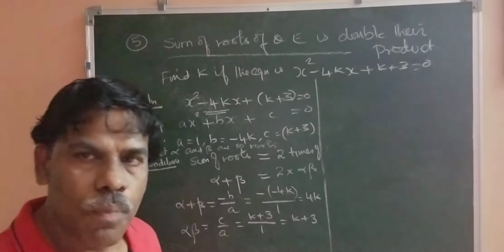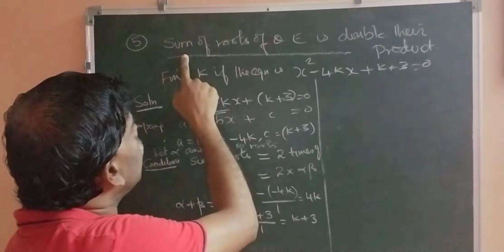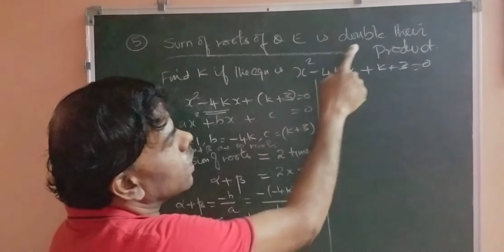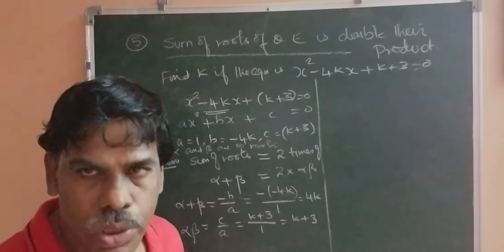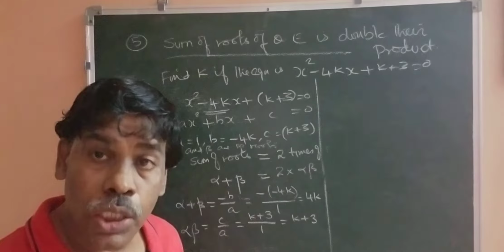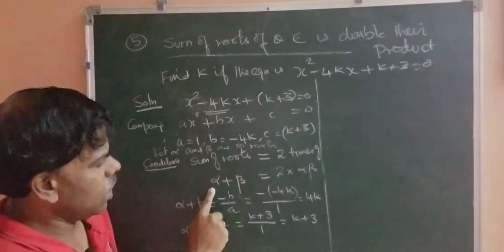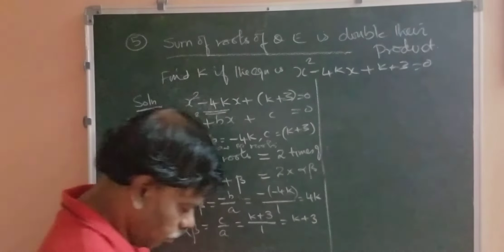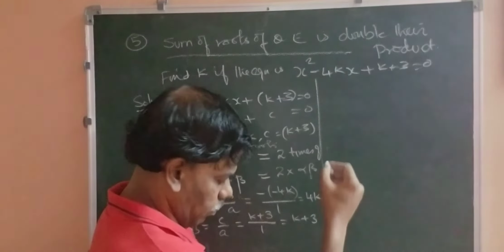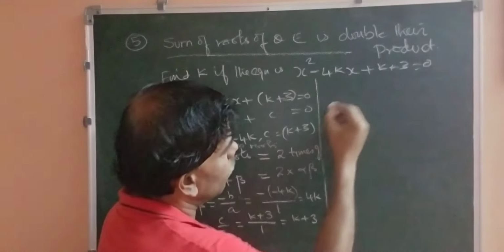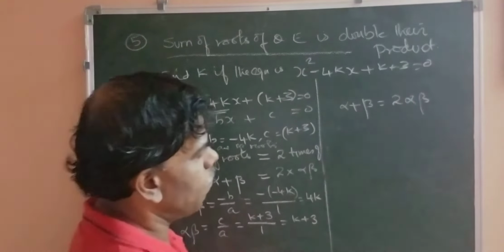Now we are going to use the condition given to you. What is the condition? Sum of the roots is double their product. When you add the roots, that becomes equal to 2 times their product. So here is the condition. Now we will use this condition: alpha plus beta equal to 2 alpha beta.